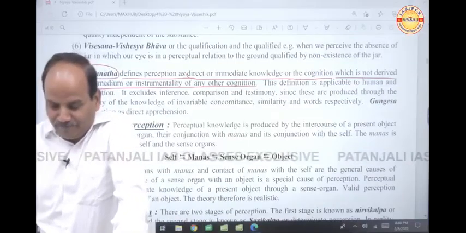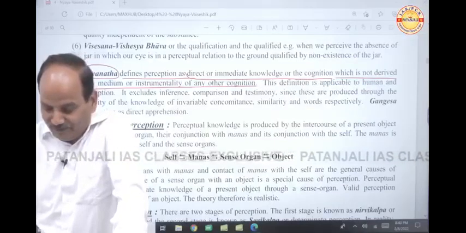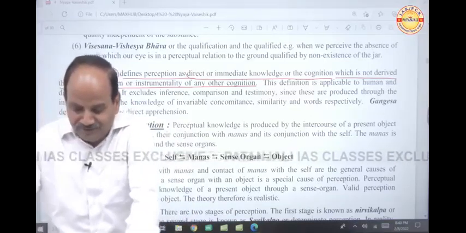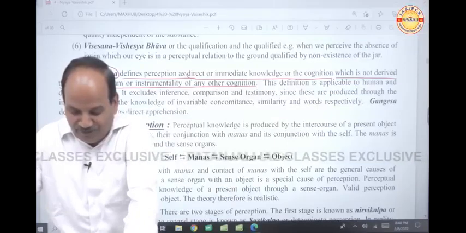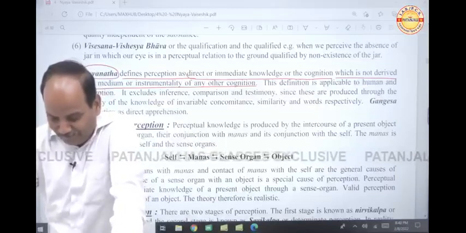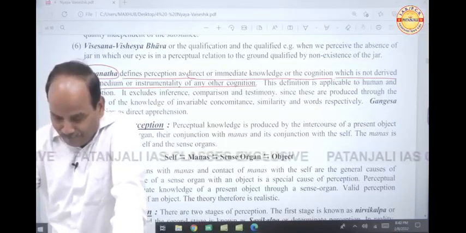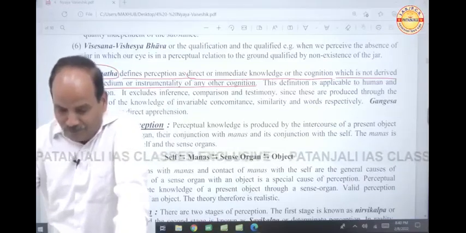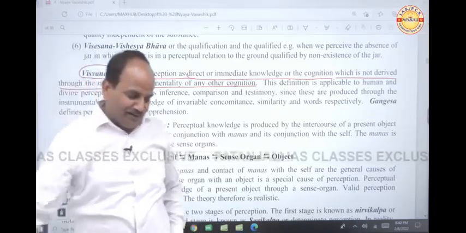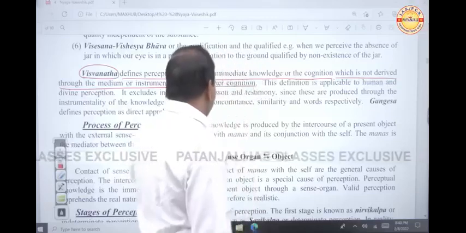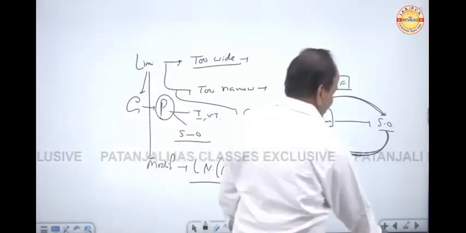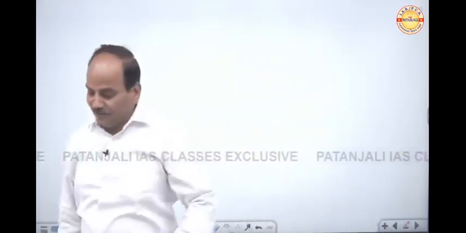For verbal testimony, शब्द प्रमाण, knowledge of the meaning of the words is required. For comparison, knowledge of similarity is required.